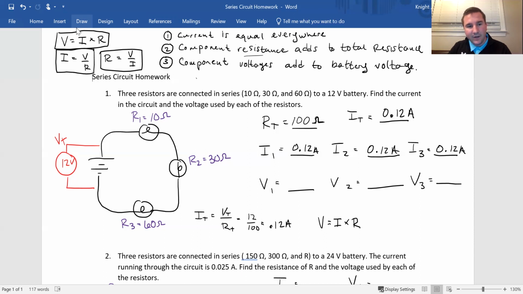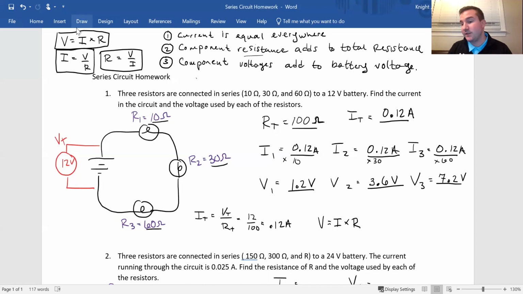So we've got our resistances right here, 10, 30, and 60. We're going to multiply this by 10. That'll give us 1.2. We're going to multiply this by 30. That'll give us 3.6. And we'll multiply this by 60. And that'll give us 12 times 60, 7.2. We might have to double check that one, but I think I'm right.